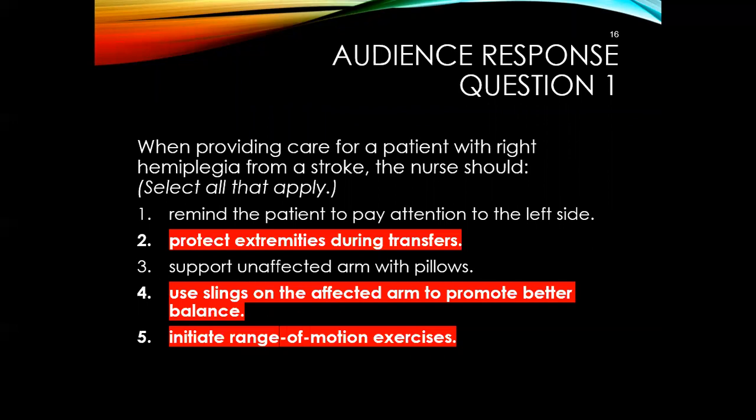The answer is to protect extremities during transfers, use slings on the affected arm to promote better balance, and to initiate the range of motion exercises.